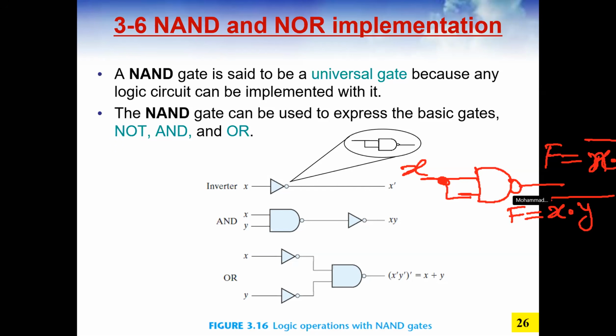So if I place X and Y together, I replace Y with X, both the inputs are X. If I put this in the function, X dot X complement, you know what is X dot X? It's simple X. So it is like that, the NOT.